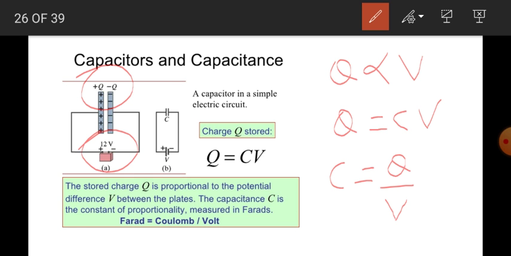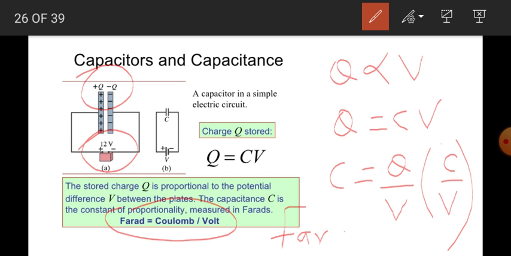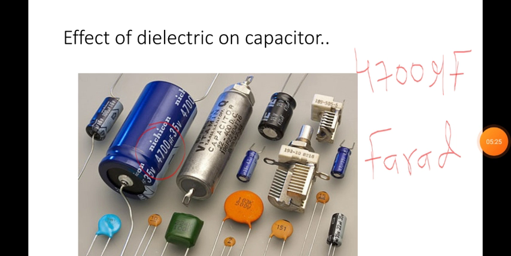So what is the unit of charge? Coulomb. And the unit for potential difference is volt. So the unit of capacitance is Coulomb per volt, or Farad. Farad is named after a scientist, Michael Faraday. In honor of Michael Faraday, we use Farad. So like I said, on capacitors, their capacitance is generally mentioned.